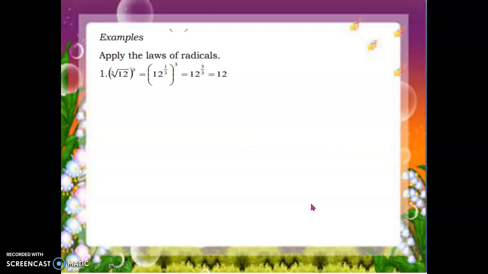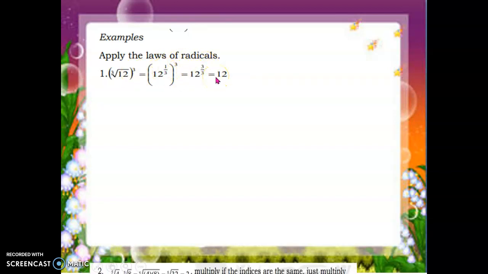Okay? Let's apply the different laws of radicals. The given is in radical form, so we return it into exponential form. We know that 12 is the base and 2 is the index, which will be the denominator, and this is the numerator, the exponent. So it became 12 raised to 3 over 2. Then 12 is equal to 1/3 raised to its exponent. 3 times 1 is 3 over 3, and 3 over 3 is 1. So, the answer is 12.